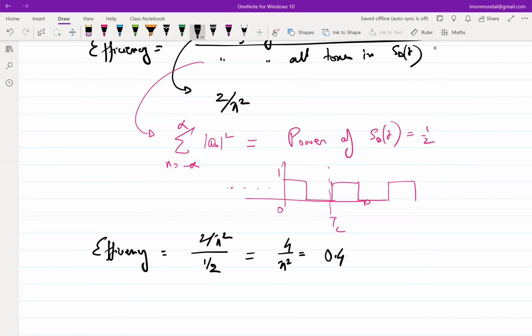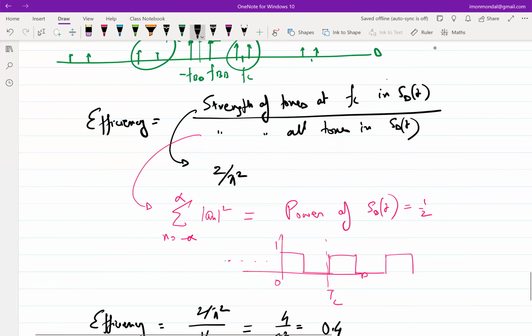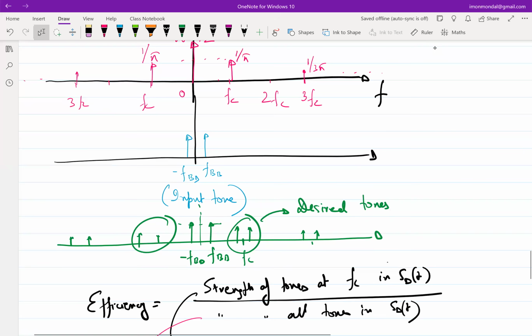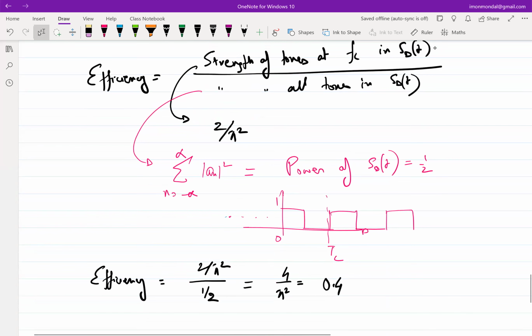But you can do even better. You can do even better, because as you can see, the strongest tone is the DC tone, right? The strongest tone is the DC tone. And if I look at this SD of t waveform and I want to cancel out DC, what can I do?